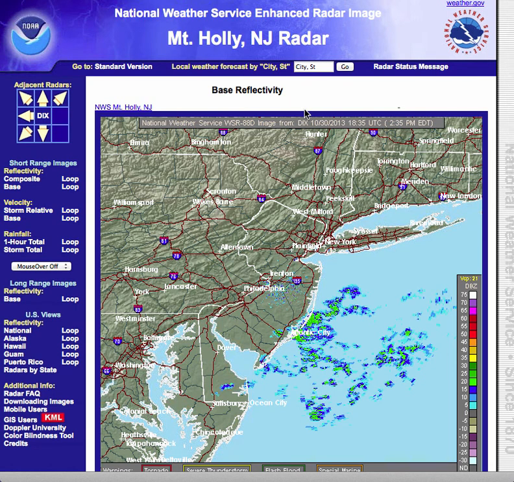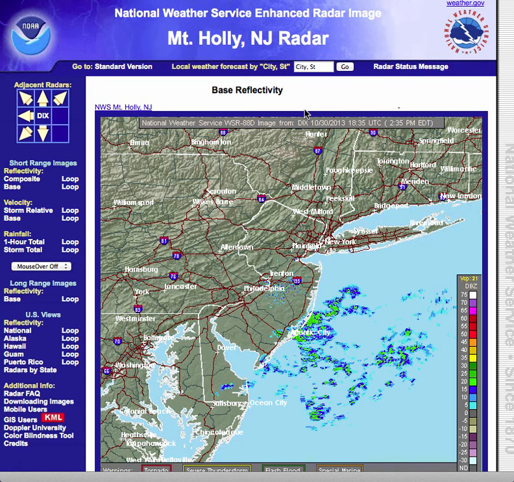Now, there are several different places you can get your radar data from. You can go to Weather Underground, you can go to the National Weather Service, you can go to your local news station, or you can go to paid services like WeatherTap, for example. They all get their data from the same location, which is the National Weather Service, or NOAA.